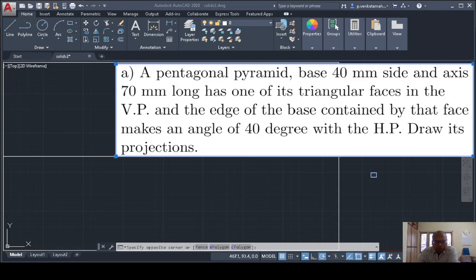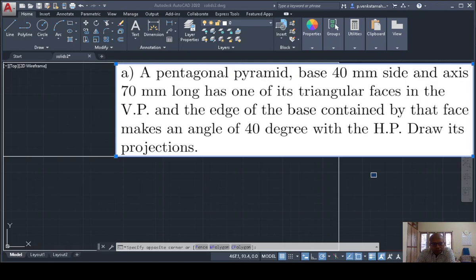Good morning. Today we'll discuss how to draw projection of solids in AutoCAD. So we discussed in last class how to draw the projection of a cone when it is resting on horizontal plane or HP. Now today, in this discussion, we'll see how to draw the projections of a pyramid if it is resting on the VP.